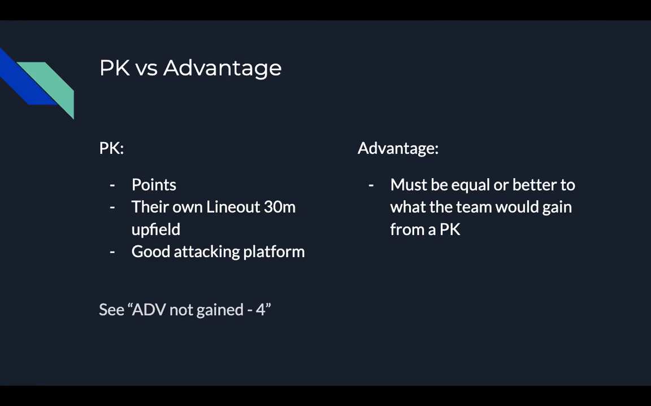And if it bounces out, yeah, it's the other team's line out 30 meters upfield, versus if you had just blown the penalty, it's their line out 30 meters upfield. And they have a really good attacking platform. So if they're 5 meters out from a goal line, they can have a 5 meter scrum. They can have a 5 meter line out.